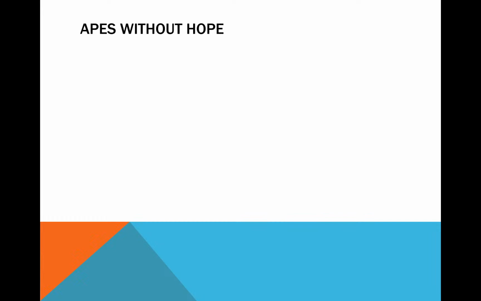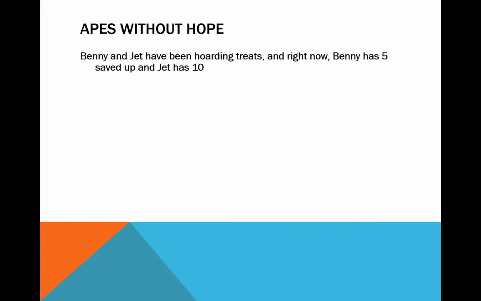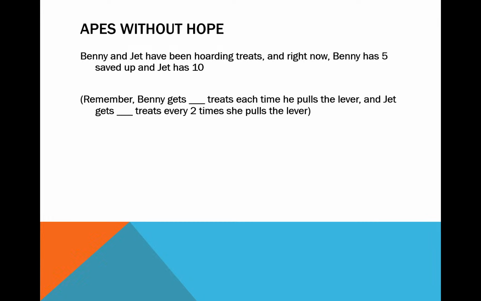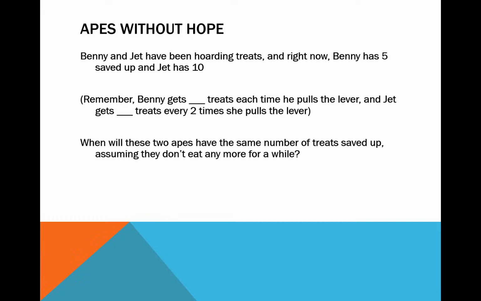Yes, they are apes without hope. Benny and Jet have been hoarding treats, and right now Benny has 5 saved up, and Jet has 10. Remember, Benny gets how many treats when he pulls the lever? And then Jet gets how many treats every 2 times she pulls the lever? So, when these 2 apes have the same number of treats saved up, they are going to make their escape.